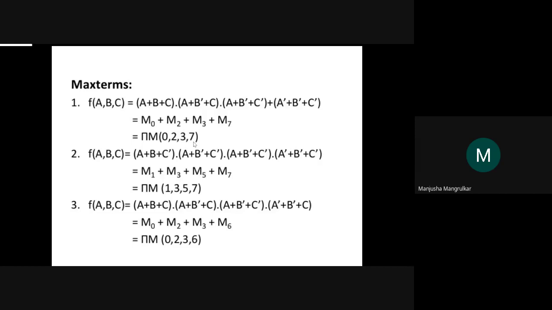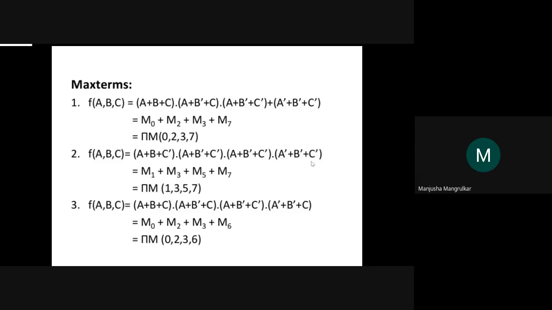Right? Now we'll take the second example. F of A, B, C. There are three variables. A or B or C complement. C complement means it is a 1, so 0, 0, 1 means 1. A or B complement or C complement, so this is 0, 1, 1, which means this is a third term. Right? 0, 1, 1. This is also the third term.